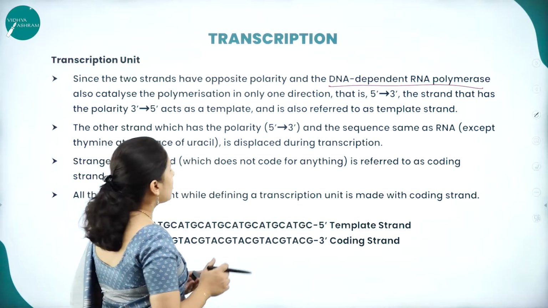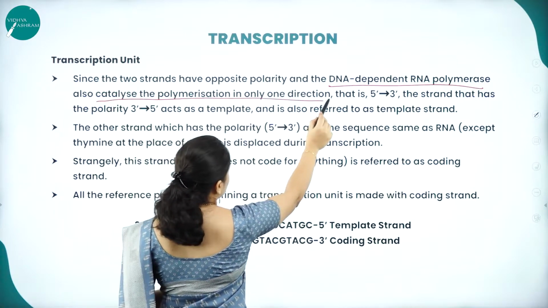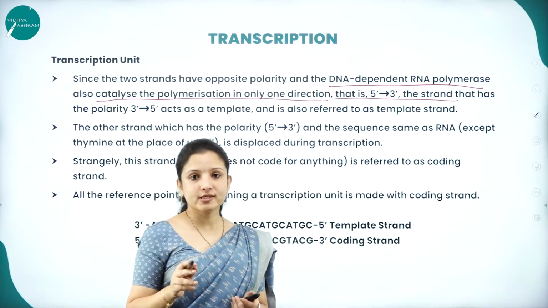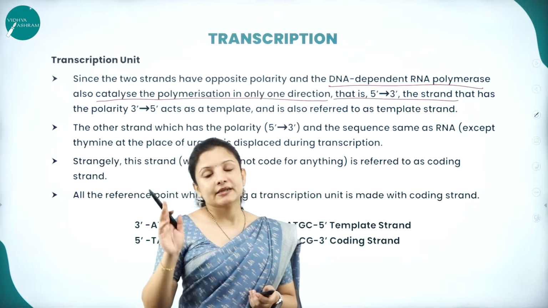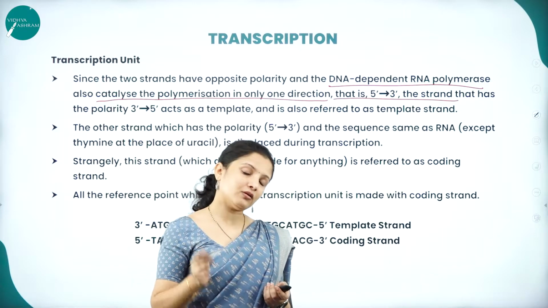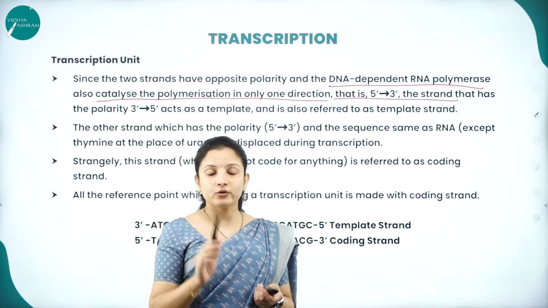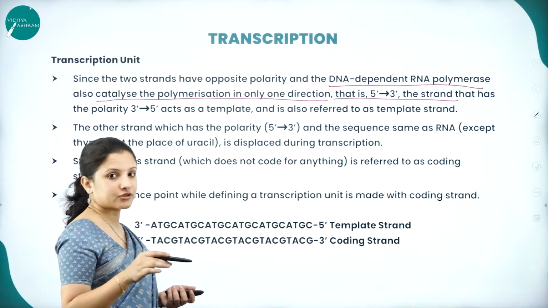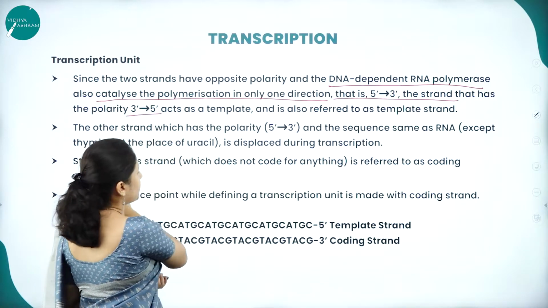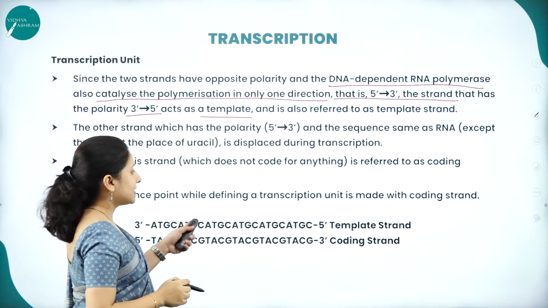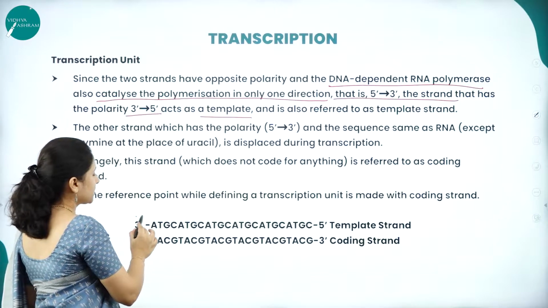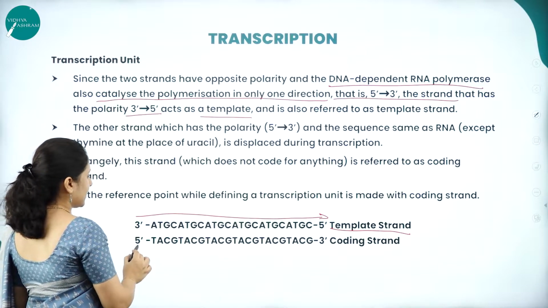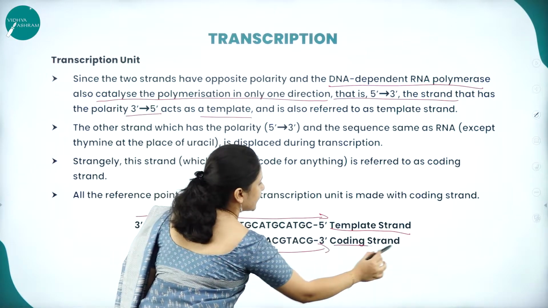This enzyme also catalyzes the polymerization in only one direction, that is from 5' to 3' direction. So therefore, which is the strand that participates in the transcription? It is that DNA strand that can be read from the 5' to 3' direction. Only that will participate in the process of transcription. That strand has one more strand which is showing polarity 3' to 5', and that strand acts as a template. Therefore, the strand which is read from 3' to 5' direction is called the template strand, and the strand that is read from 5' to 3' direction is called the coding strand.